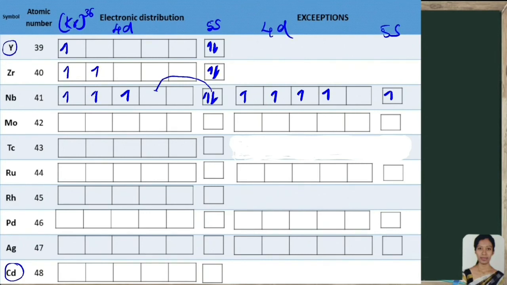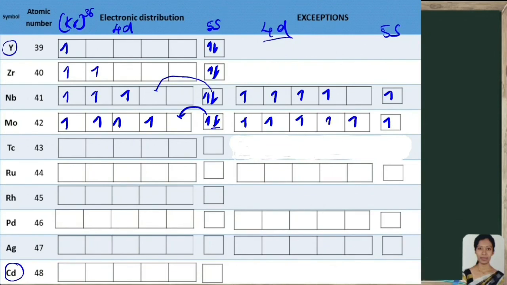In the similar way, for molybdenum with the atomic number 42, we have krypton 36 plus 2, 38, 39, 40, 41, 42. This is what we expect. If this electron is placed here, this will be half-filled, and this will also be half-filled. That's why 5s orbital will take only 1 electron, and another 5 electrons will be placed in 4d orbital like this.